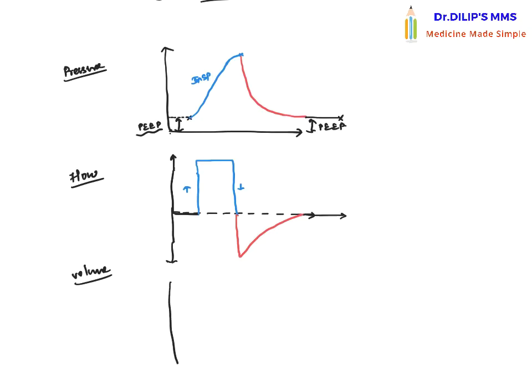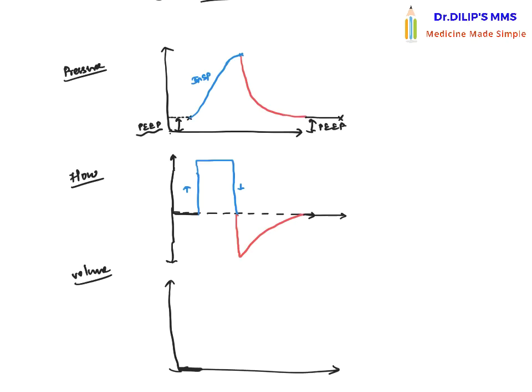So the next is the volume curve. So how are you going to see the volume curve? Let us draw something on the x-axis and y-axis again for the volume curve. Like in a volume curve, again, initially there is no volume that is taken in. So the patient's chest is quiet and silent.